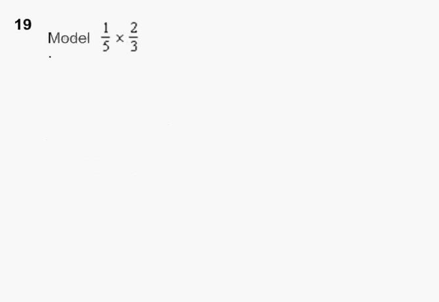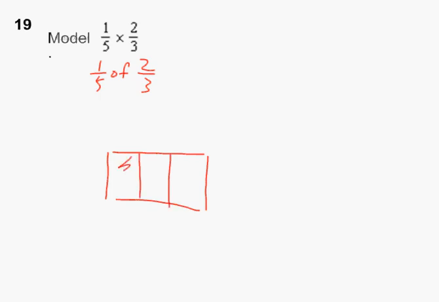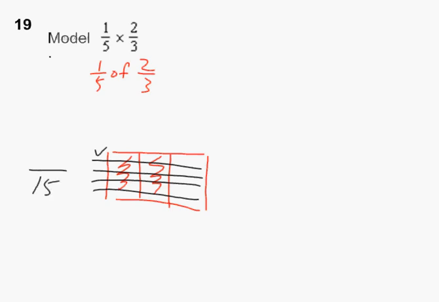Question 19 is 1/5 times 2/3. In order to model it, you need to read it as 1/5 of 2/3, because the multiplication sign can be interpreted as of. Draw your 2/3. 1/5 of 2/3 would be this much right here. Your denominator was 3, but when you make those cuts, it's now 15. And if you keep 1/3 of it, you get to keep 2/15. So the answer is 2/15.